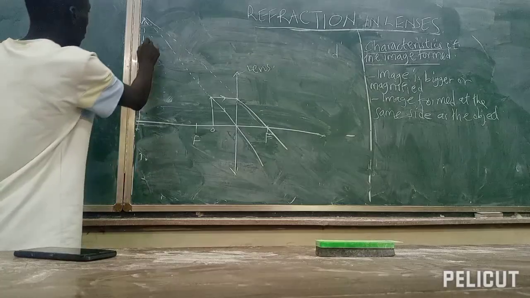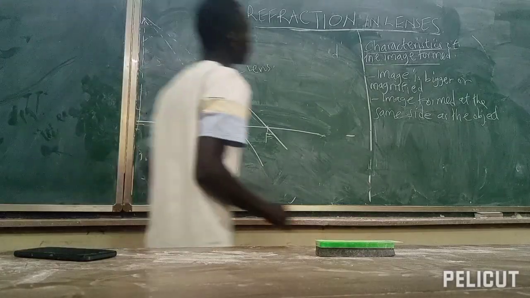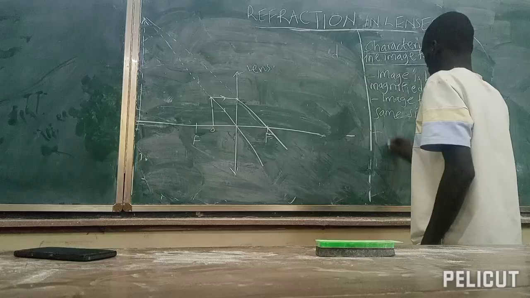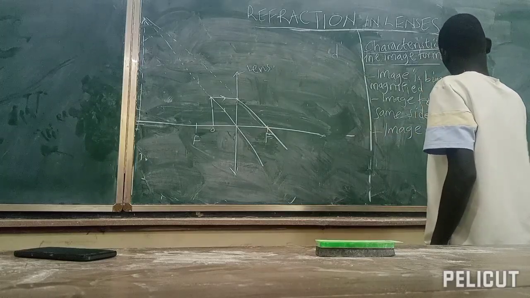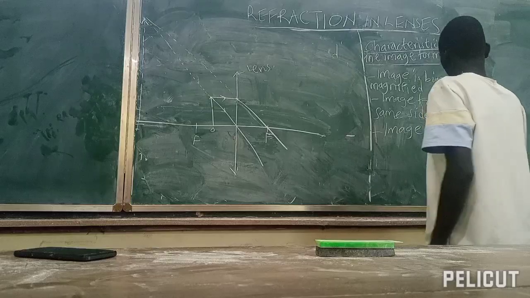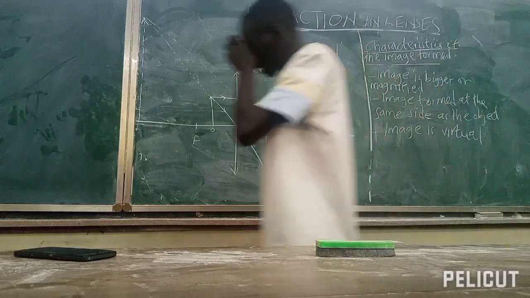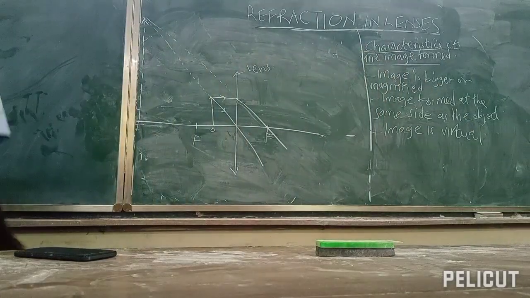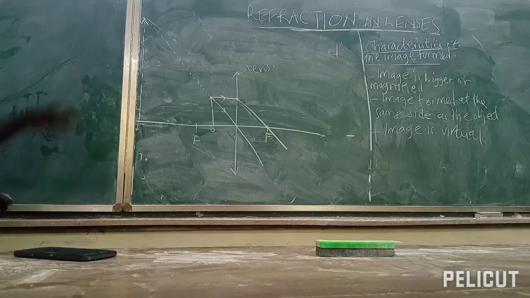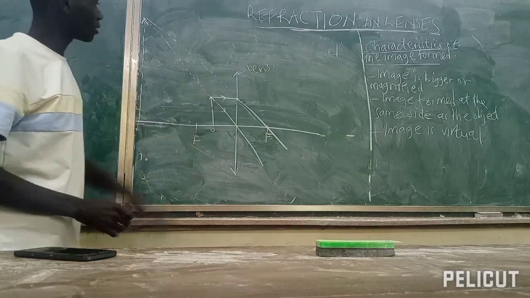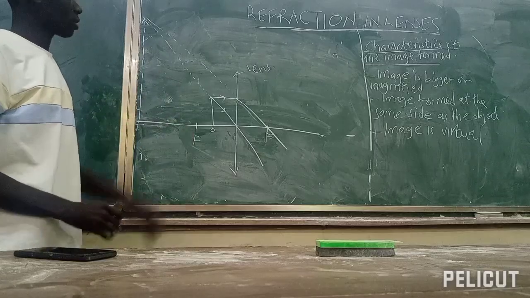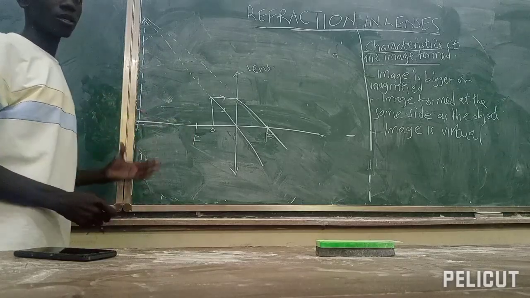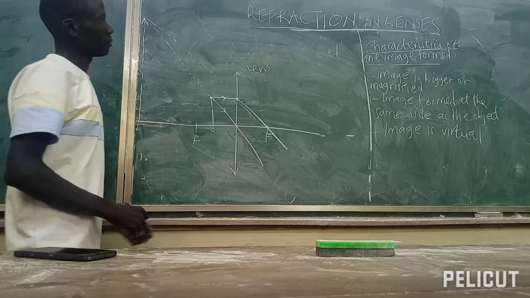So we can say our image is what? Vertical. Image, you see? Vertical. So you can use all those features of the characteristics from your ray diagram. You have to make sure that you have drawn a very good ray diagram which is correct. Then other features will come. The features of the image will come from the ray diagram.